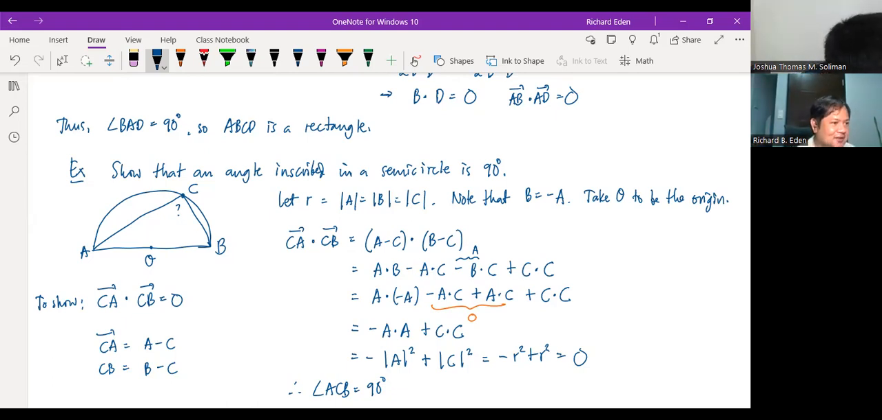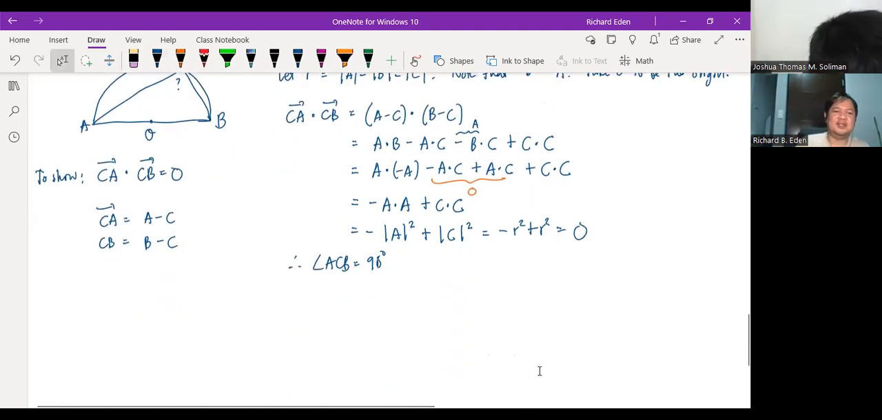So, okay, what other examples do we have? If the diagonals of a parallelogram are equal in length, then you have a rectangle. So done. We proved some concurrency statements, like for example, the medians of a triangle are concurrent.